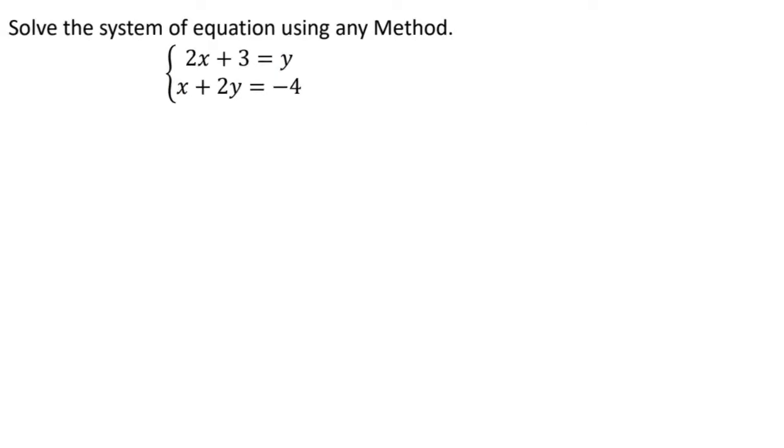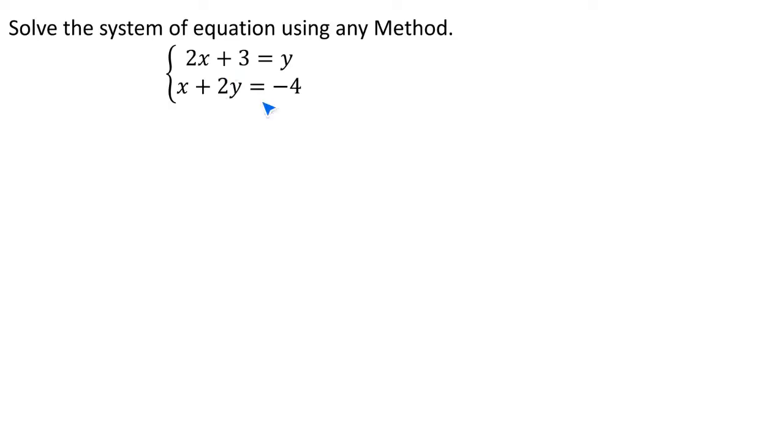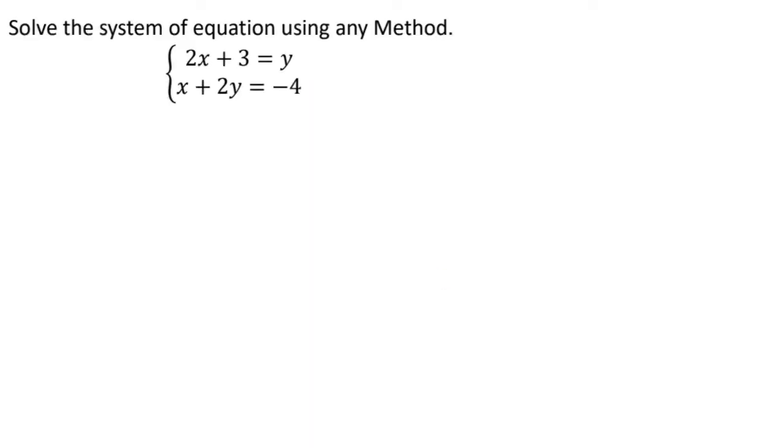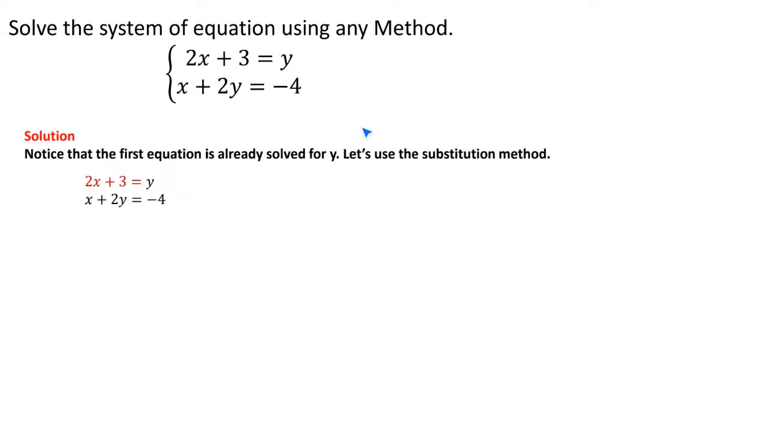Okay, so let's try an example here. So now it says use any method. Okay. So when I look at these equations, I could see that the first equation, I already solved for y. So that's going to set it up so that I can use the substitution method because I already solved for one of the variables. Okay. Since I know that y is equal to 2x plus 3, I'm going to take that information and plug it in anywhere I see a y in the second equation.